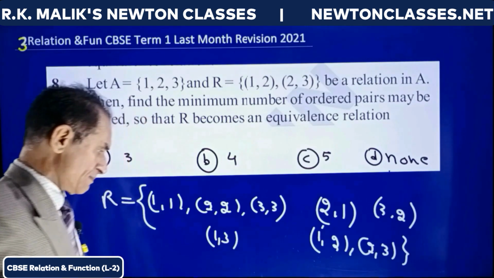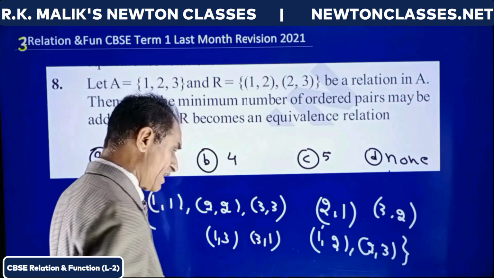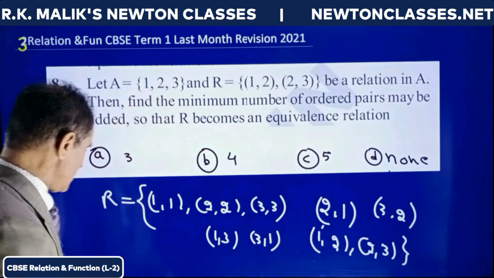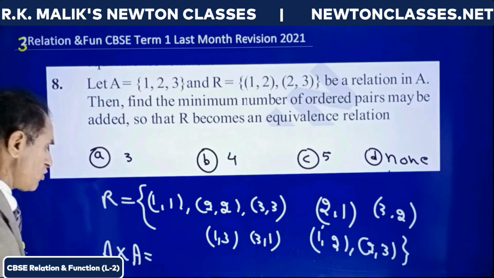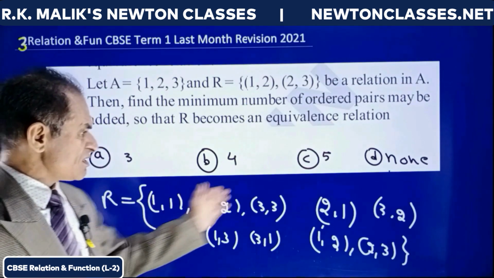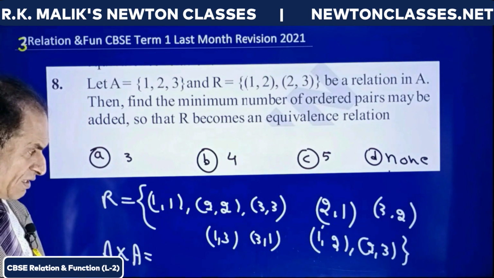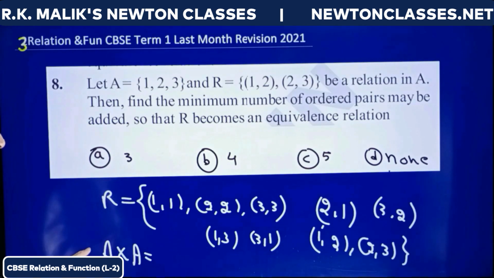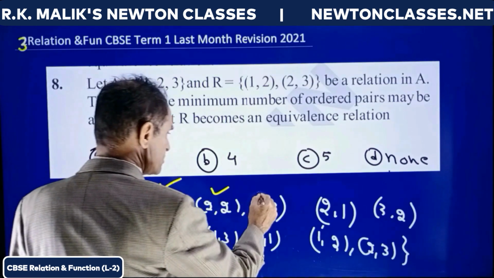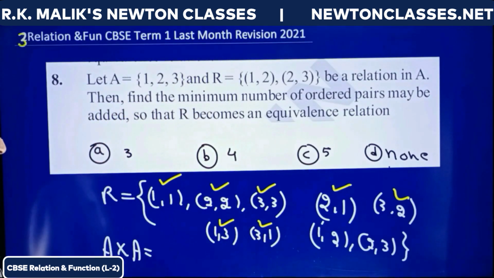Now I will have to add (1, 3), and because (1, 3) is there, for the relation to remain symmetric, (3, 1) will have to be added, and once I add (3, 1) also, this is complete A cross A. Note that A cross A will contain 9 elements because A has 3 elements, and these are clearly 9 ordered pairs. That is, R has now become A cross A, and A cross A itself is always an equivalence relation. Hence, after adding all these, the relation has become an equivalence relation.